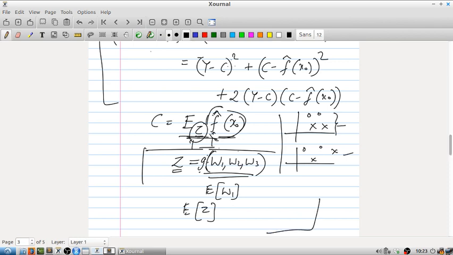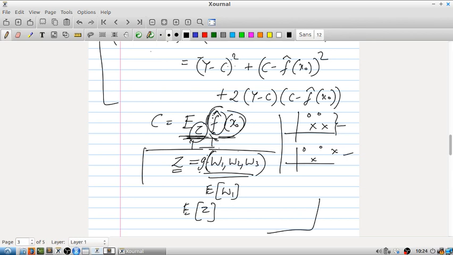So there are two steps to understand this. First, understand that f hat is a function of training data. Second, understand that the training data itself can be a random object, and therefore f hat, which is a function of this training data, is also a random object. And so I'm going to take an average of that.